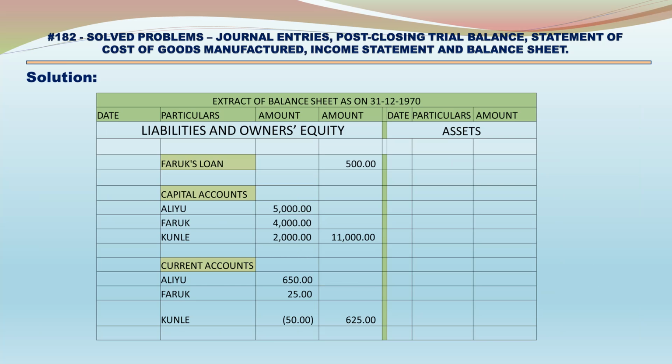Extract of balance sheet as on 31st December 1970. Liabilities and owner's equity. Farooq's loan 500. Capital accounts: Aliyu 5000, Farooq 4000, Kunle 2000, total capitals 11,000. Current accounts: Aliyu 650, Farooq 25, Kunle minus 50, net 625. Recap.